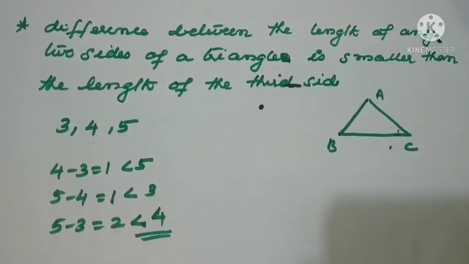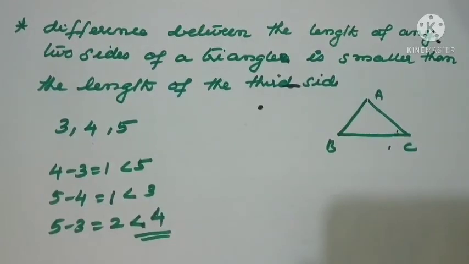So with this you have studied some properties of a triangle: altitude, median, the exterior angle property, and the angle sum property. Now we have learned the condition for making a triangle. The sum of the lengths of two sides is greater than the third side, and the difference of two sides is less than the third side.